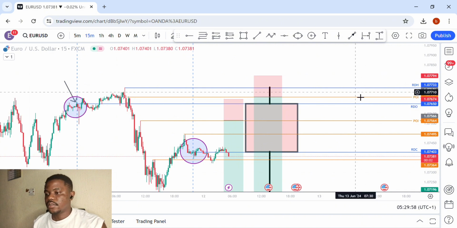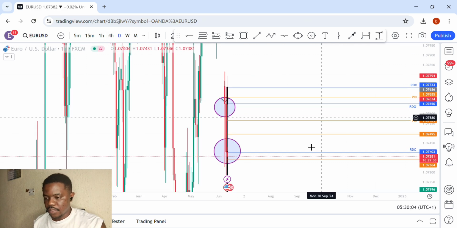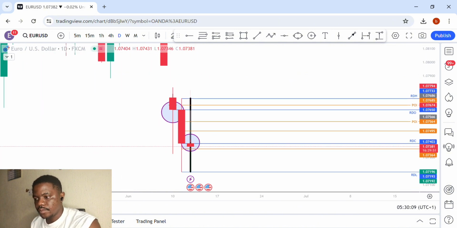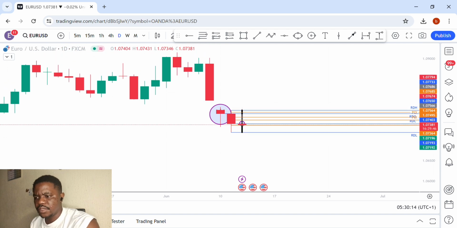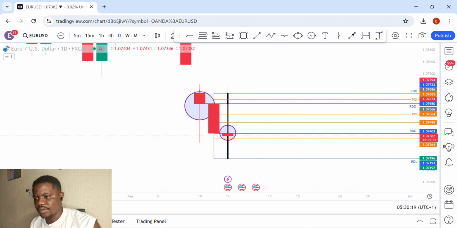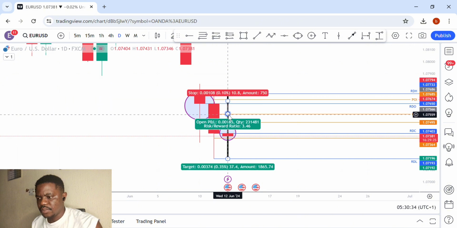So let's head to our daily time frame and see what happens there. Let me zoom in a little so we are accurate. This is the candlestick that printed on our daily time frame. This candlestick right here. Now you see the wick from this point to this point, and then you see the wick right there. See the body.